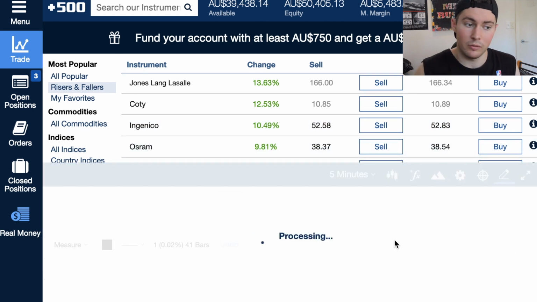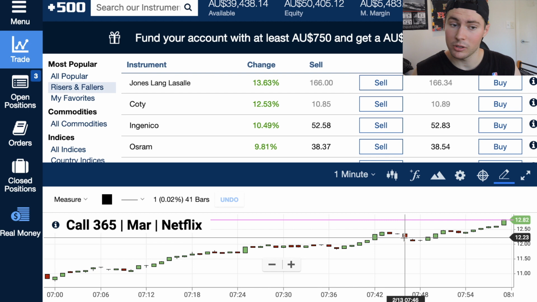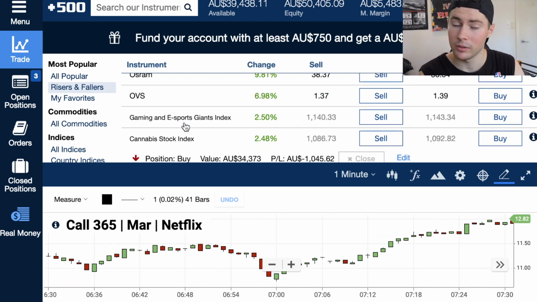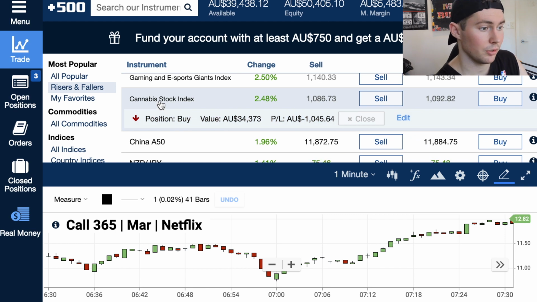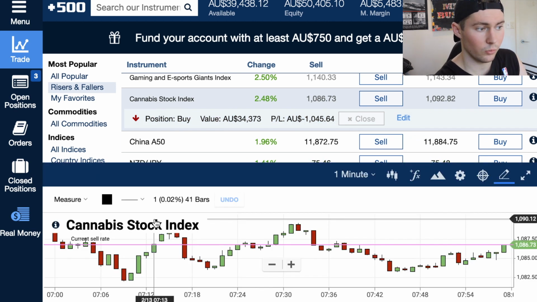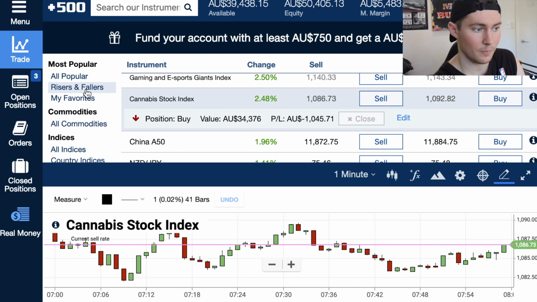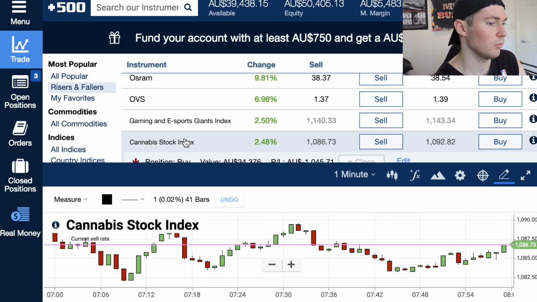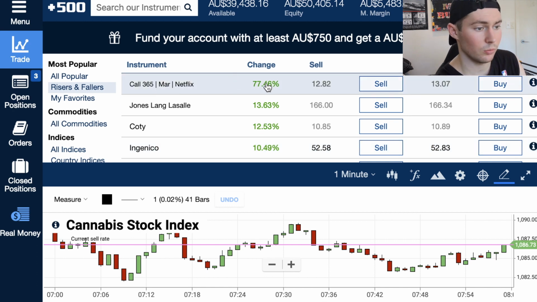But for maybe a more experienced investor, it's probably pretty minimal. So looking at Plus500, guys, we can see all the different commodities here. We can go to the risers and fallers. So it looks like Netflix has had a great change today, and basically all the commodities and cryptos and whatever.